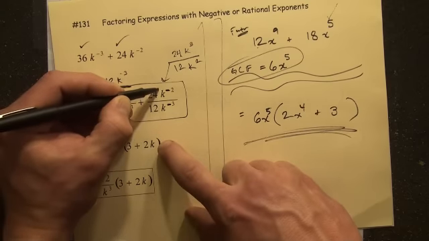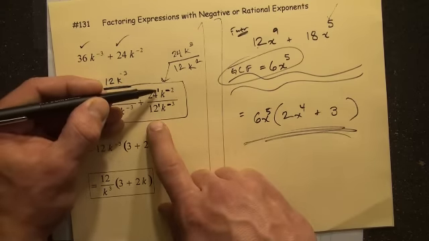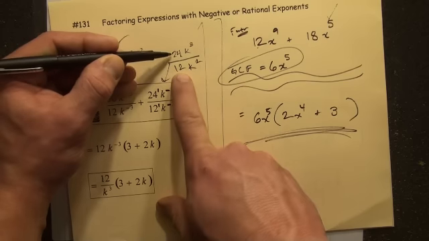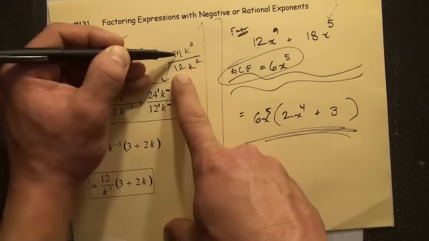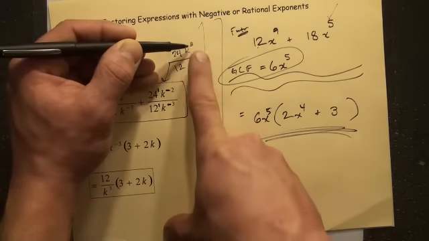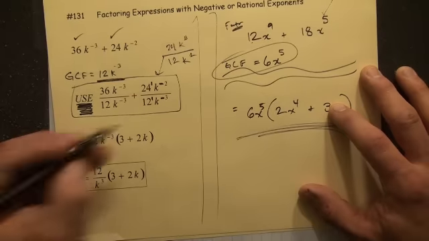Because the 24 has its own little exponent, it's a 1. Same thing with the 12. So the 24 and 12 have positive exponents. That's why they stay where they are. These two have negative exponents, so they switch spots. Well, then you can easily see 24 over 12 is 2, and k cubed over k squared is k, the first. And that's as simple as it gets.